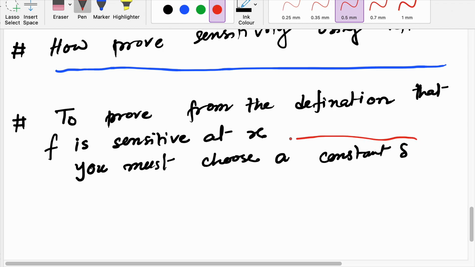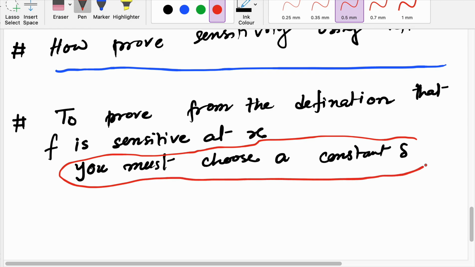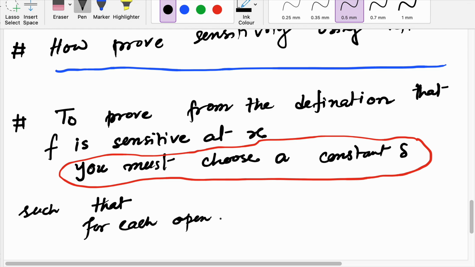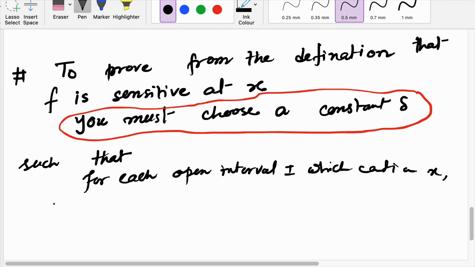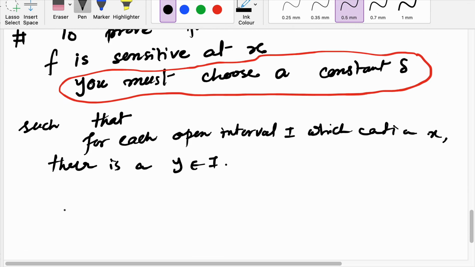So first of all, one has to choose a constant delta which is greater than 0, such that for each open interval I which contains x, there is a y which belongs to I, and you will find an integer n such that |f^n(x) - f^n(y)| is greater than or equal to delta.